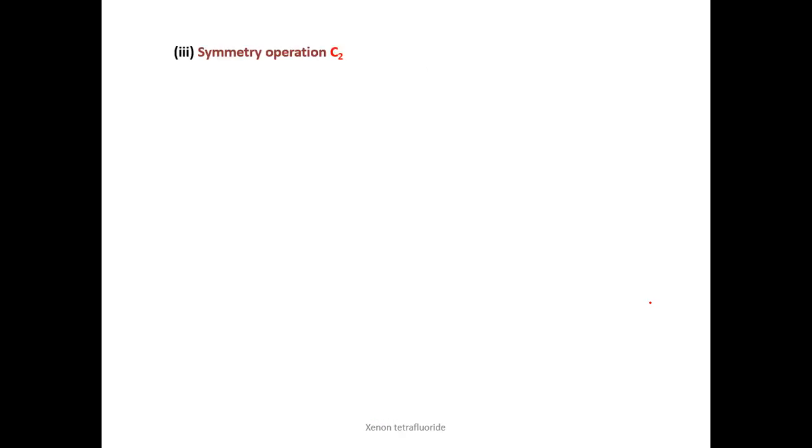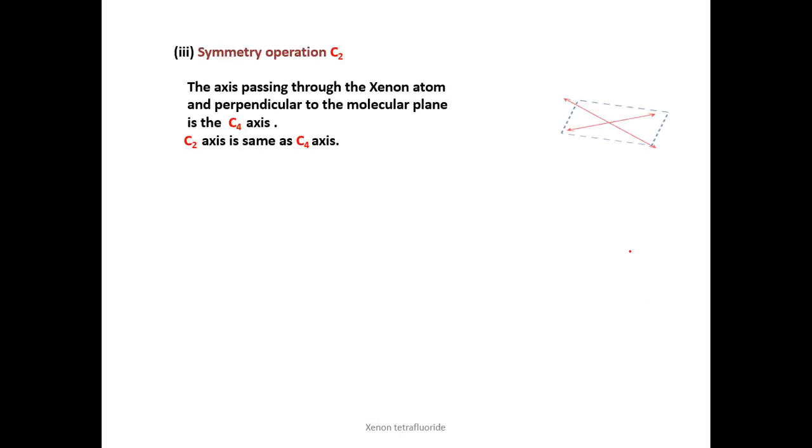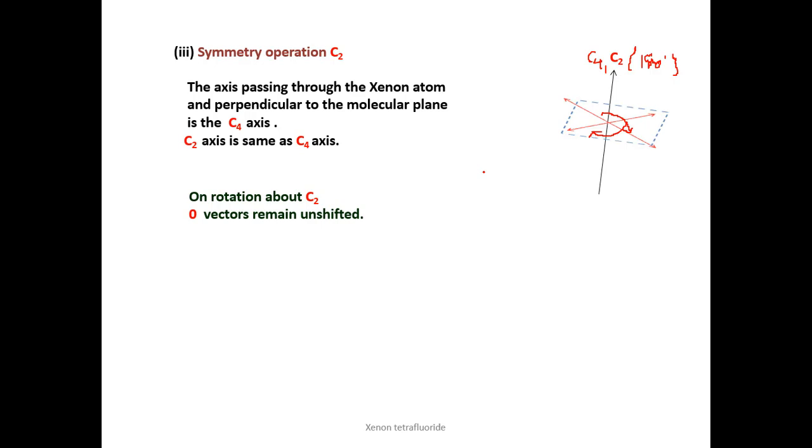Next we come to the symmetry operation C2. The C2 will be collinear with C4, and it will also be on the same axis. C4 and C2 will be in the same place, but C2 is rotation through 180 degrees, and when you rotate it through 180 degrees this will come here, and so all the vectors will get shifted and there will not be any unshifted vector.